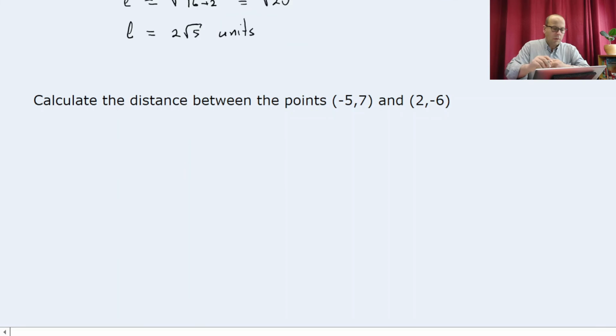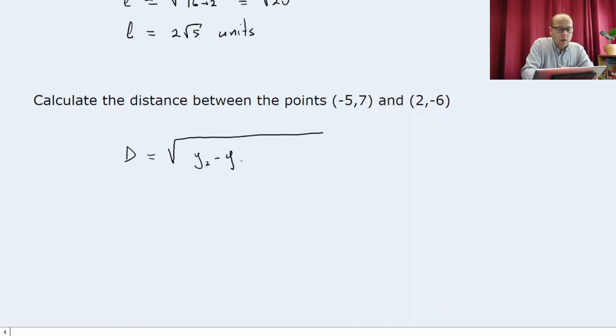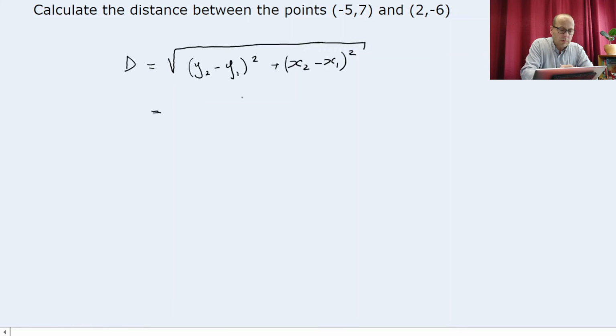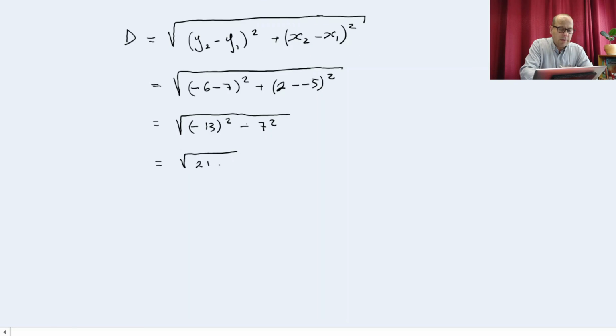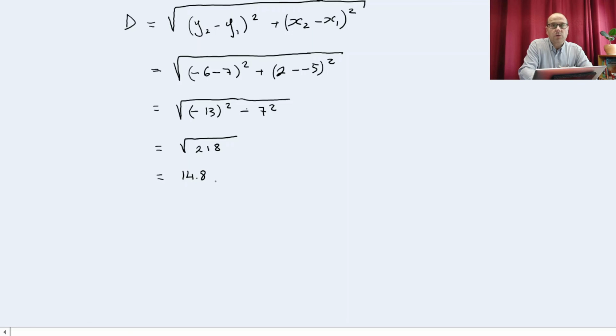Let's get another example. Calculate the distance between those 2 points. The distance D is equal to the square root of (y2 minus y1) squared plus (x2 minus x1) squared. Substituting into the formula, that's the square root of (-6 minus 7) squared plus (2 minus 5) squared. That's equal to the square root of (-13) squared plus (-7) squared, which is the square root of 218, and that's equal to 14.8 units to 1 decimal place.